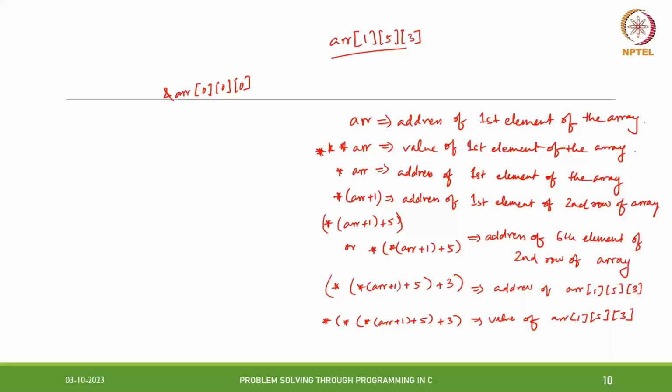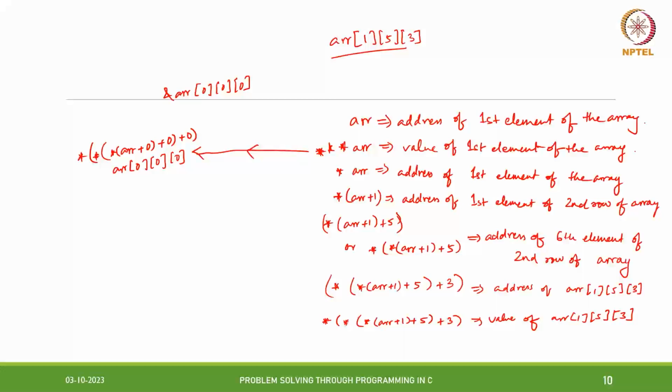Okay, so if you write just ARR, now if you write 3 stars and ARR, that means you are asking for the value of the first element, because this is basically the same as saying ARR plus 0 star plus 0 star plus 0 star. This is the same thing, because all 3 are 0. So this is the value of the first element. So it's not the ampersand anymore, it's the value ARR of 0, 0, 0. Okay, so this is the one.